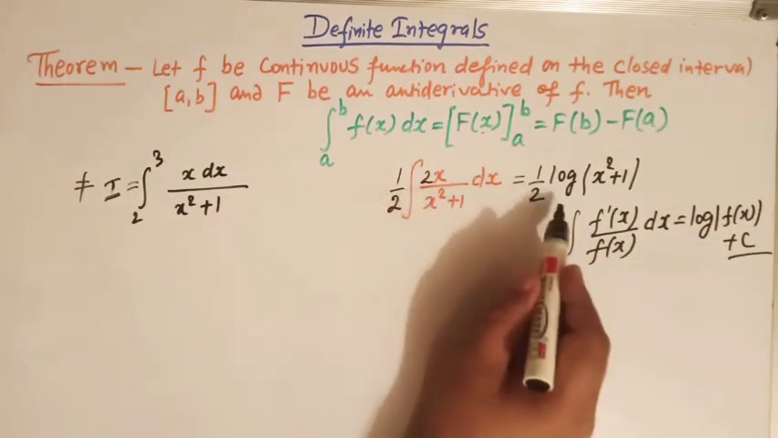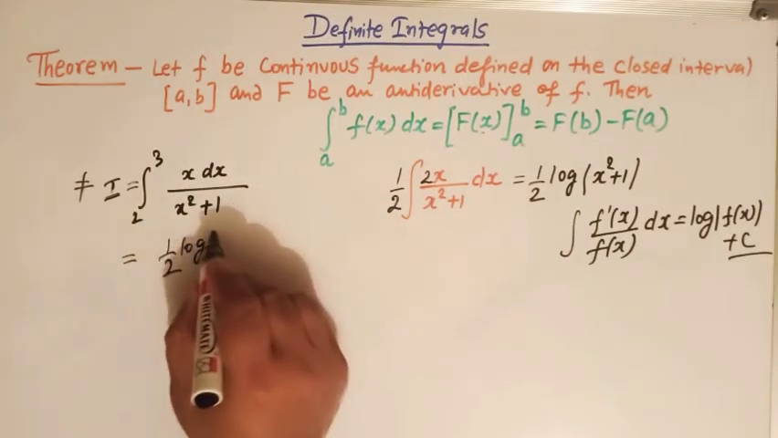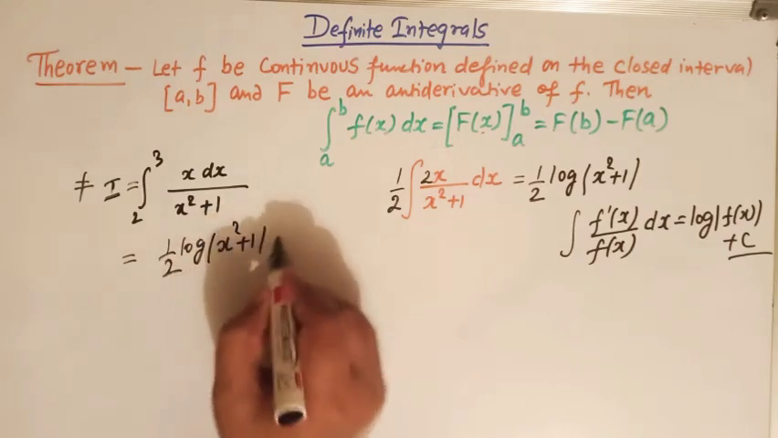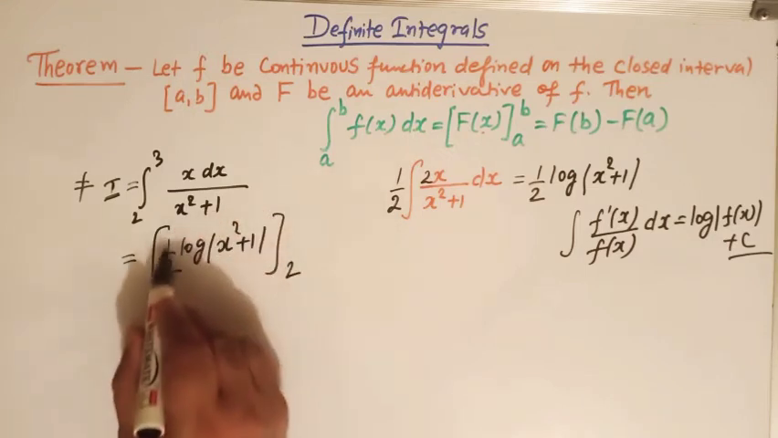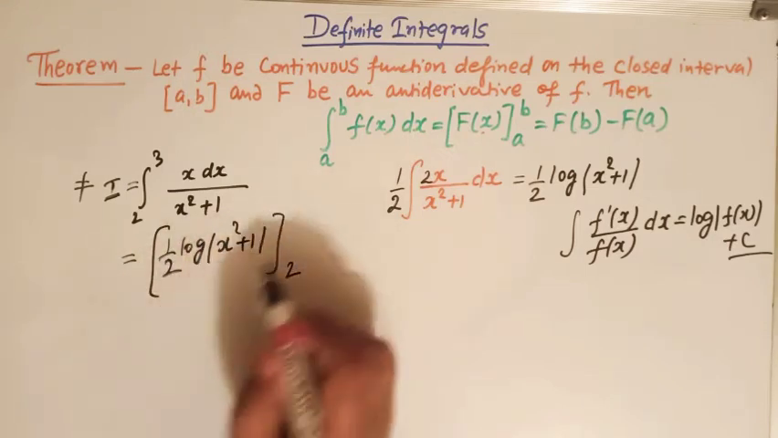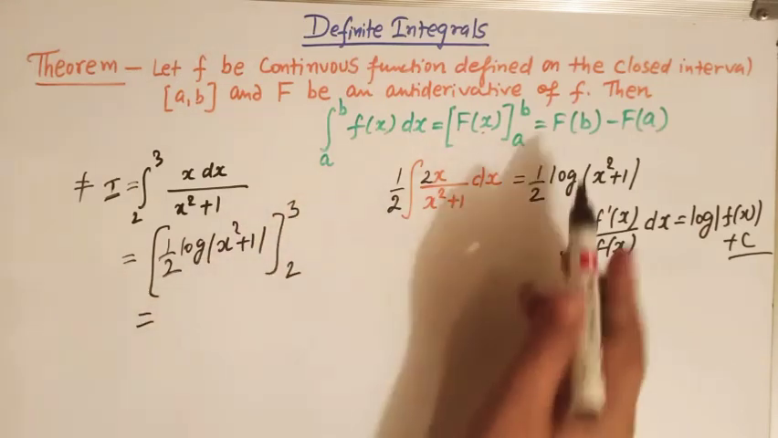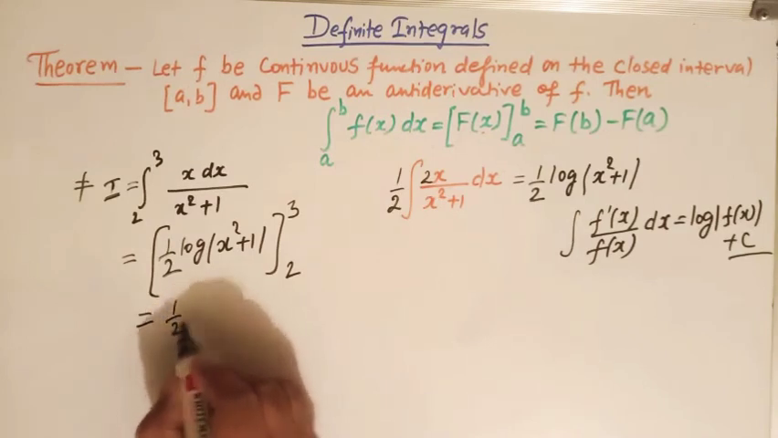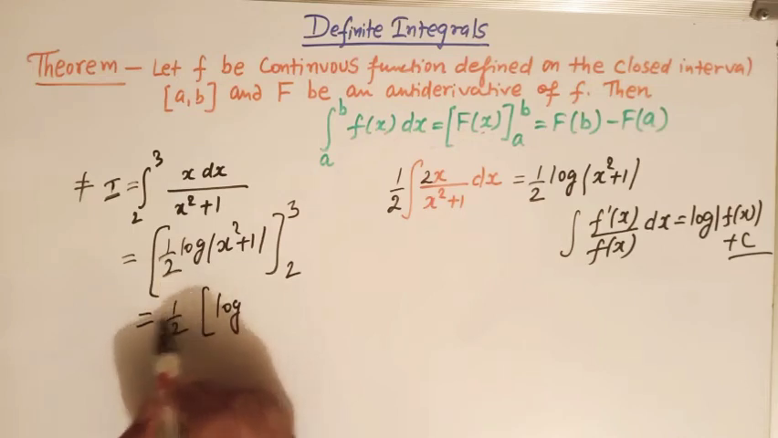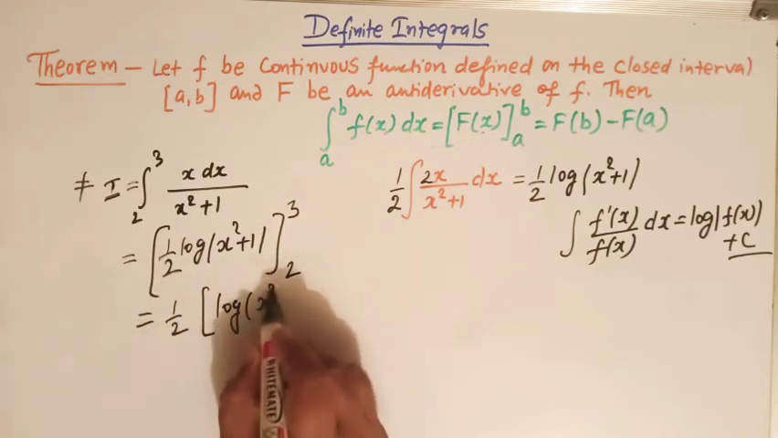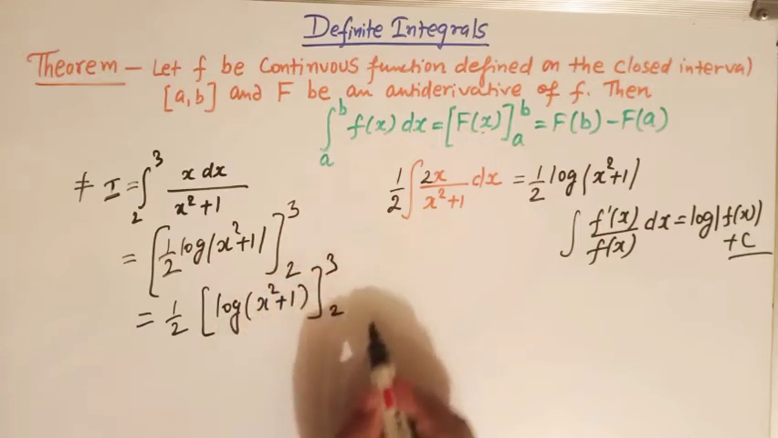Okay, so here we have half, this is log of x square plus 1, and we have to find the value of this function at 3 and 2, and then we'll take the difference, right? So here we have half common, so it means this is a constant, so we take it out, and we have x square plus 1, and this is 2 to 3, right?